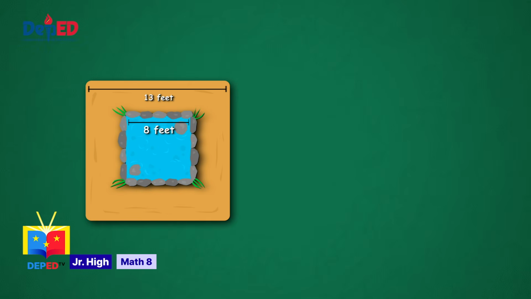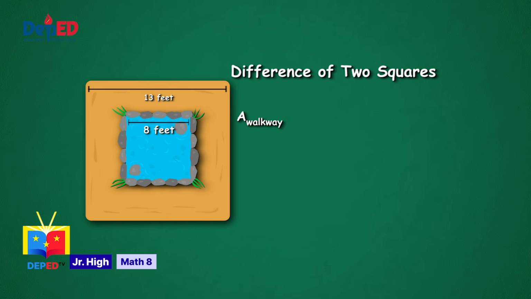What type of special product best describes this situation? It is a difference of two squares. Note that the area of the walkway will be given by the square of its side, 13 squared, minus the square of the side of the pond, 8 squared. We do not need to evaluate the numerical expressions, since we can show this by factoring.